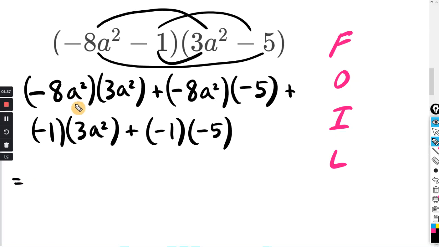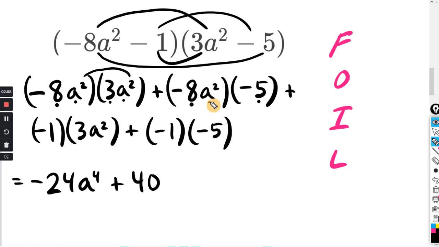Here when you multiply variables with coefficients, you separate the coefficients and the variables. So here I'm going to do negative 8 times 3, that's negative 24. And a squared times a squared, you just add the exponents. So it's 2 plus 2, so that's a to the 4th. Next up I have negative 8 times negative 5, so that's positive 40. And a squared, and there's no a here, so I just keep a squared.